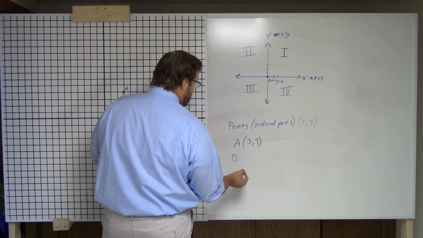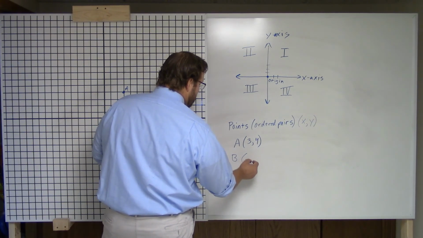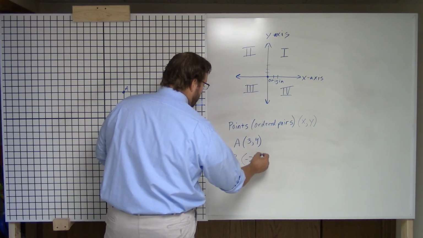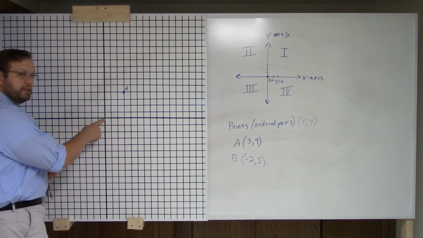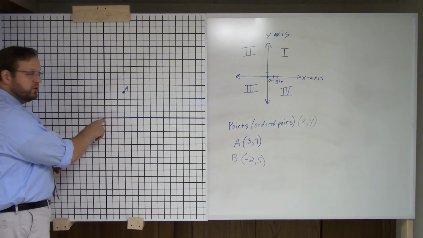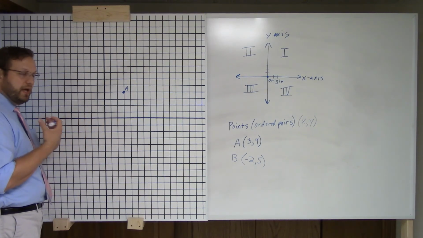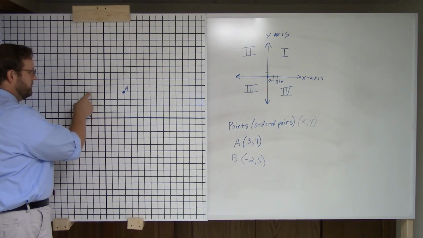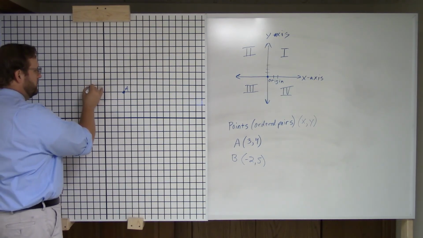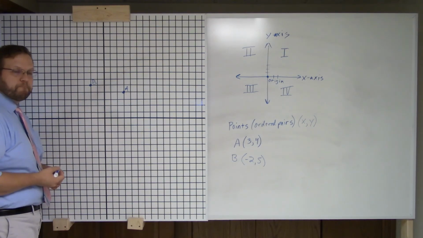Let's say that is -2, 5. Same thing as before. We're going to originate at that origin, but now -2, that's a negative motion to the left. So I'm going to go 2 units to the left, and then 2, 4, 5 units up. And that would be point B.